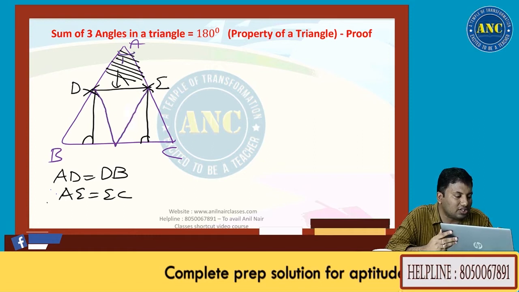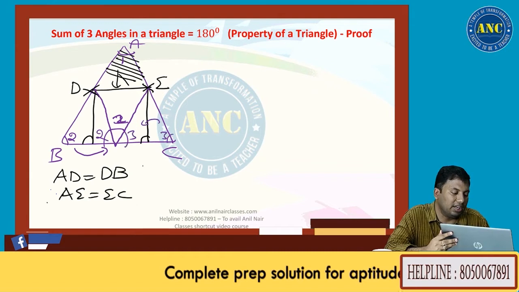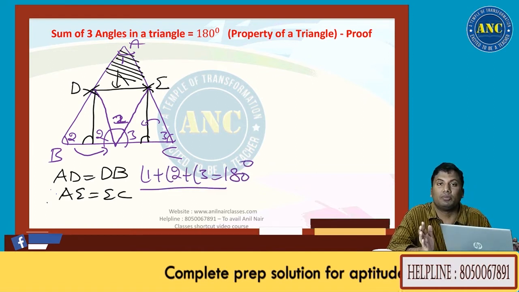If I call this 1, this is nothing but 1. Shift this figure here. This is 1. If this is 2, if I shift it here, I will get 2. If this is 3, if I shift it here, I will get 3. Angle 1 plus angle 2 plus angle 3 is nothing but 180 degrees. I hope the proof is clear.